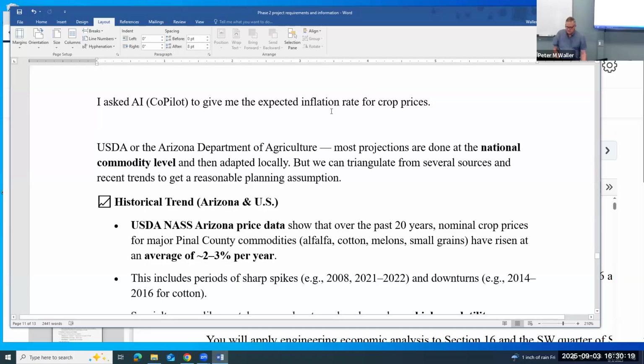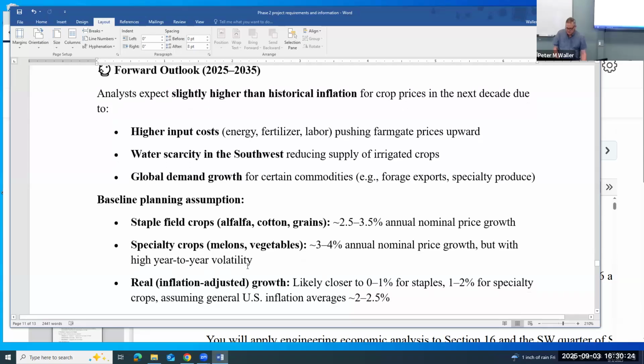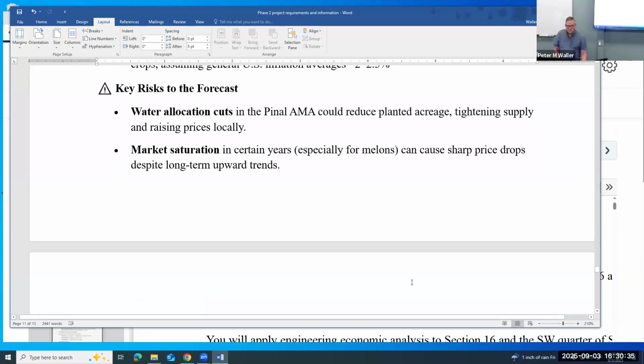Okay, I asked it to look at the inflation rate. So here's inflation rates for specific types of crops like alfalfa, cotton, grains going up 2.5 to 3.5%. Specialty crops, melons, vegetables going up 3 to 4% a year.